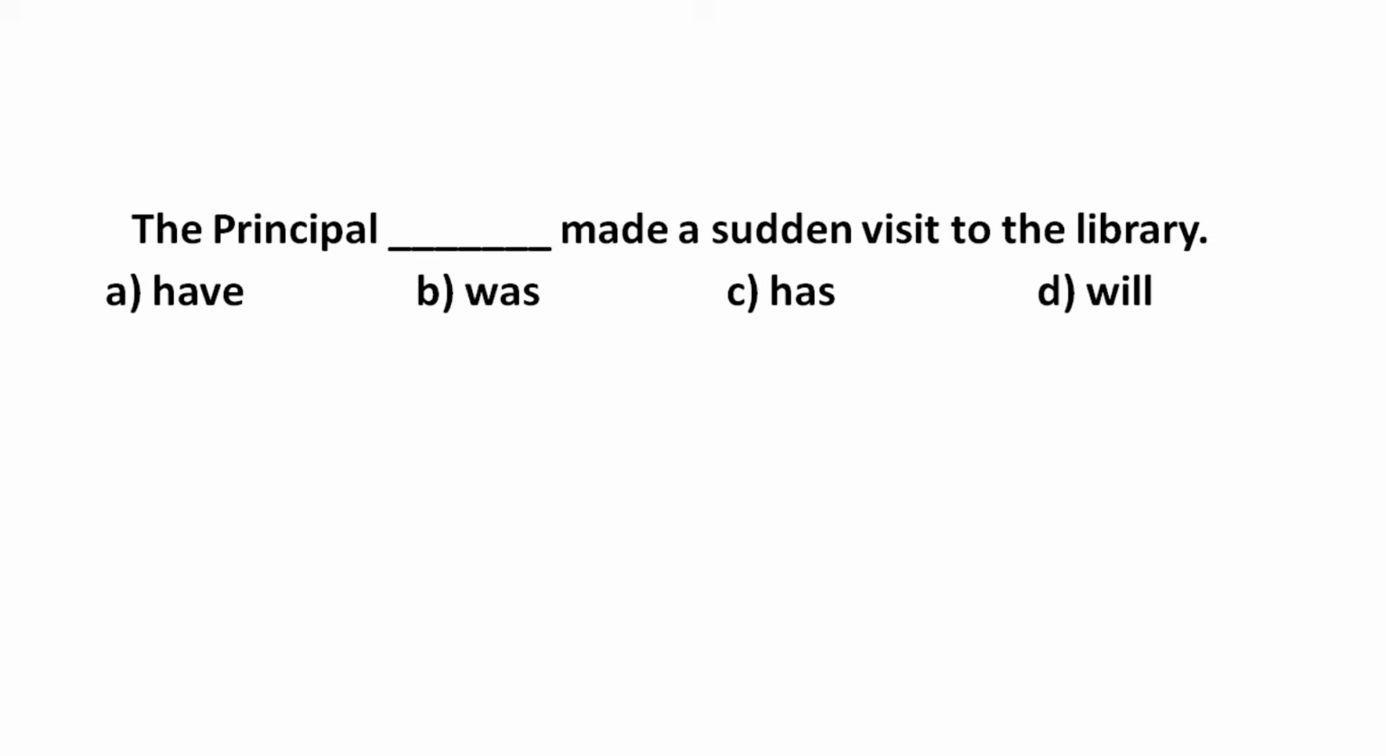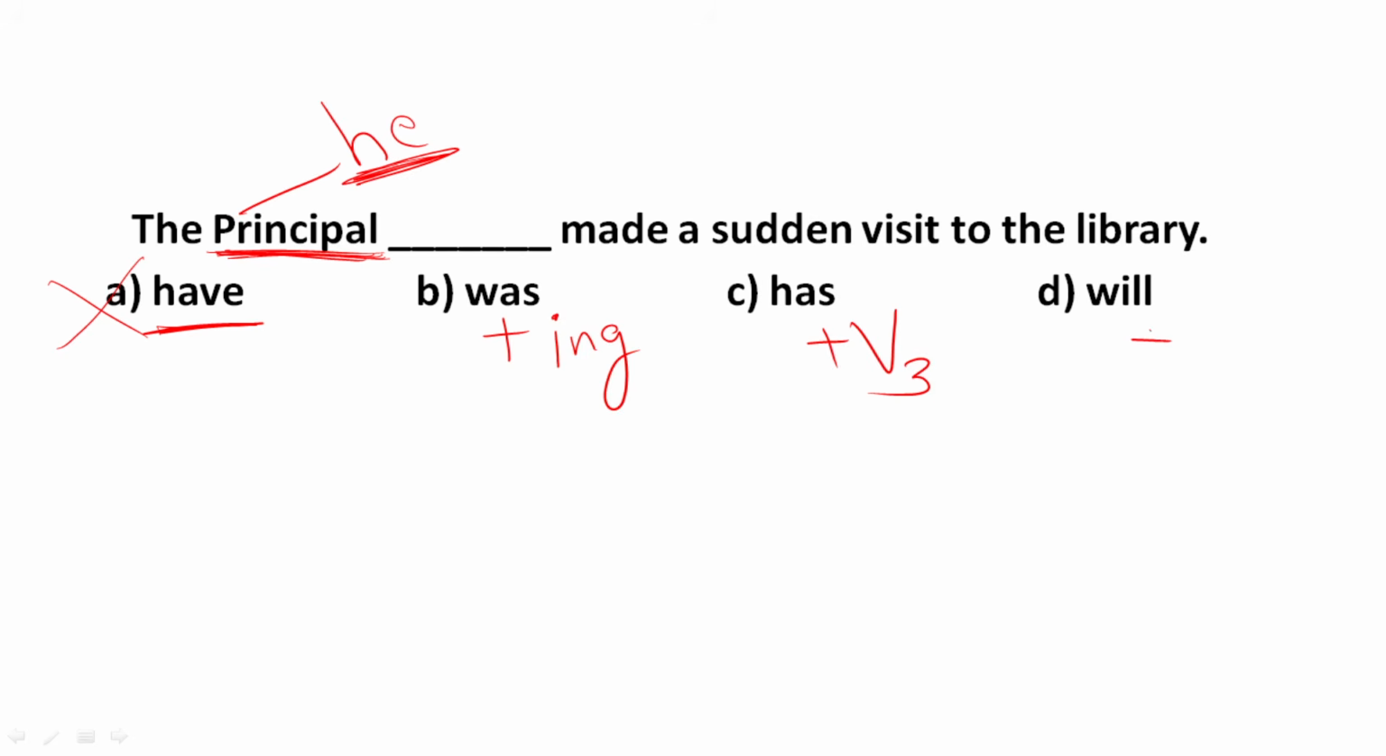The principal dash made a sudden visit to the library. If you see here, you're basically talking about principal. Now principal means, let us assume, he. Now there is no relation with the first option because he have is wrong grammar. Now the other options, there are chances, but if you see, was comes, ing comes, has comes, V3 comes, and will comes, V1 comes.